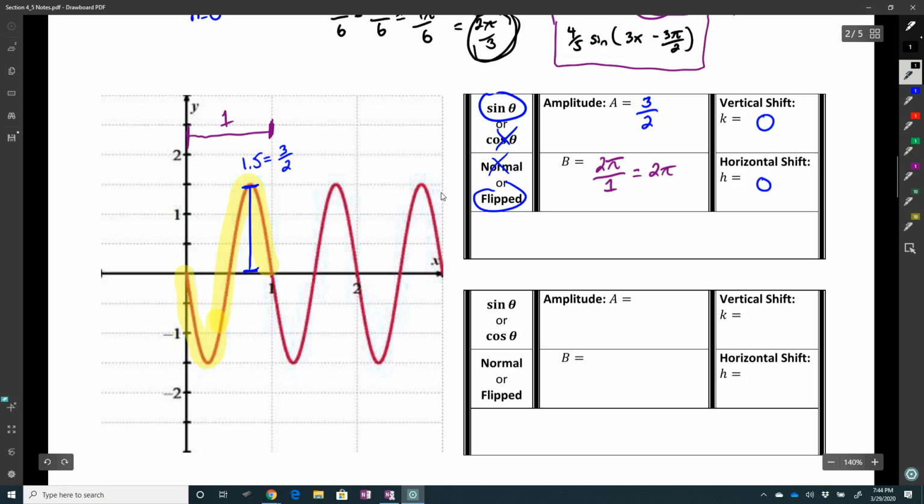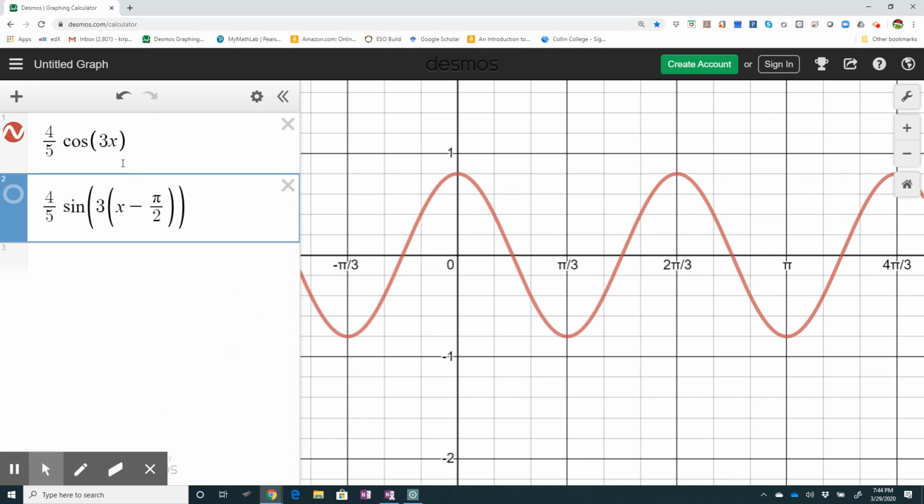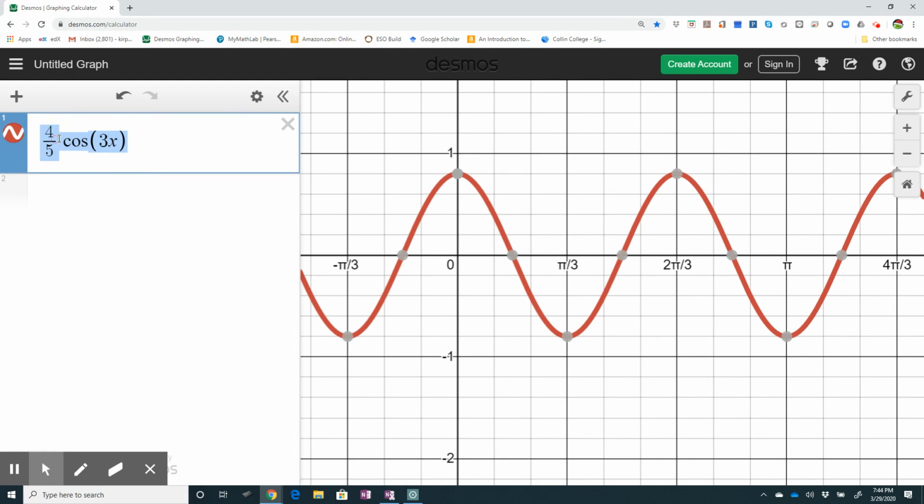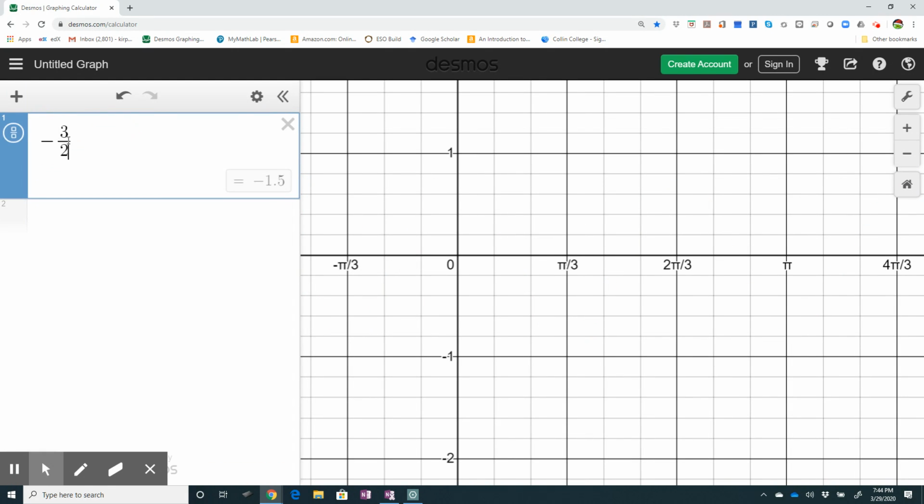All right, so all that's done. And so now I can type it in as negative sine, because it's flipped. Oh, sorry. Negative 3/2 sine. And then parentheses, and b is 2 pi x. There you go. And so now I can go to Desmos, I can type that in. Negative 3 over 2 sine of 2 pi x.